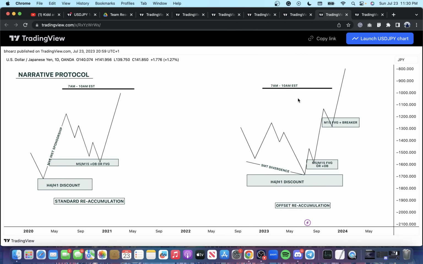And this is what you're looking for. This essentially is your model. This is your model. And you can see the time window here, 7 a.m. to 10 a.m. Eastern. That's the window of opportunity for your model, and nothing outside that. This is when you're looking to trade your model. And you're looking to trade this in the direction of daily order flow.